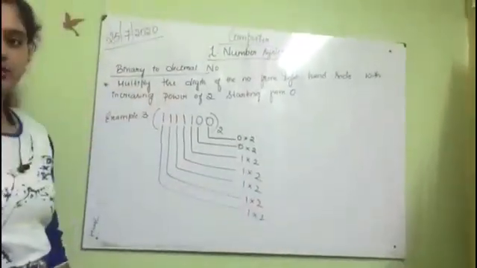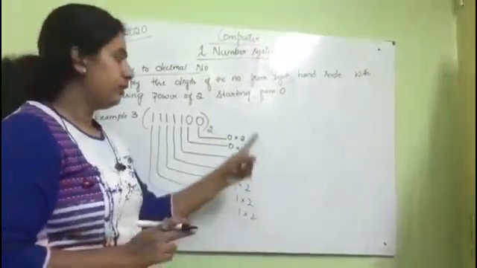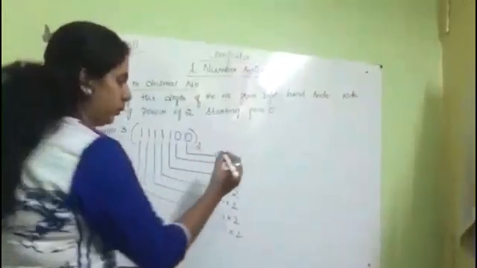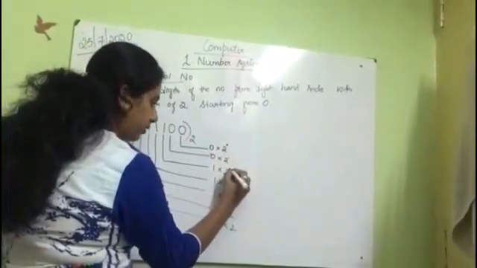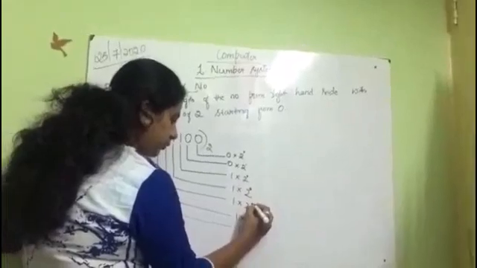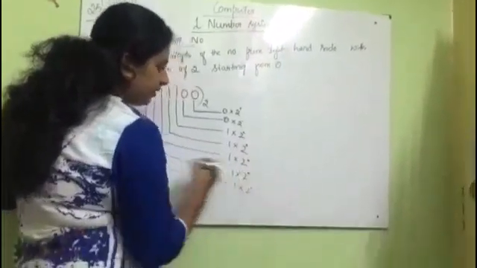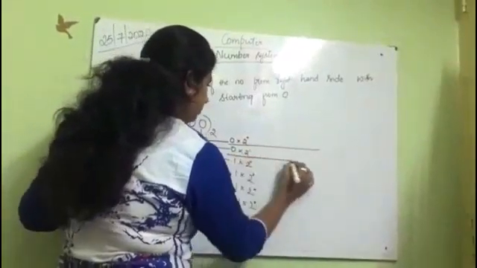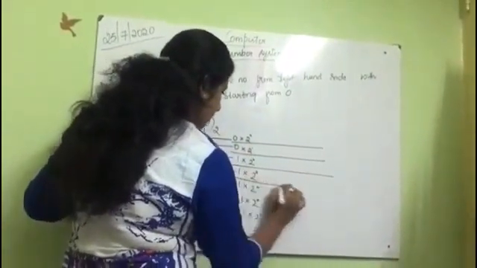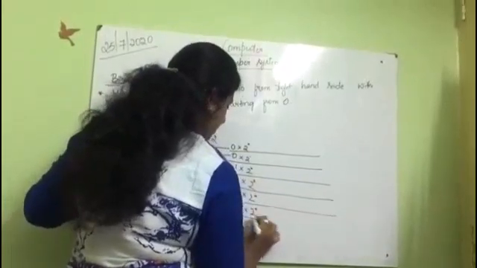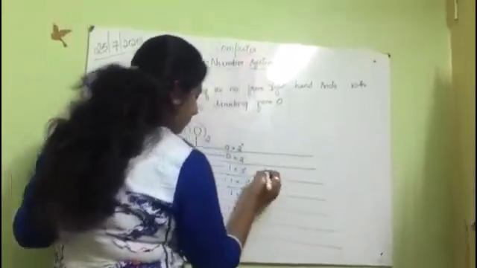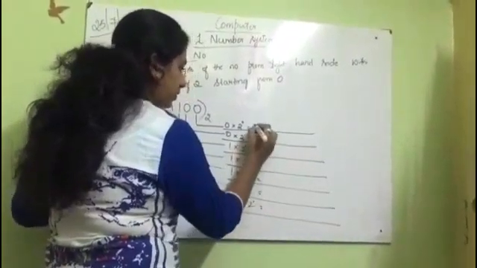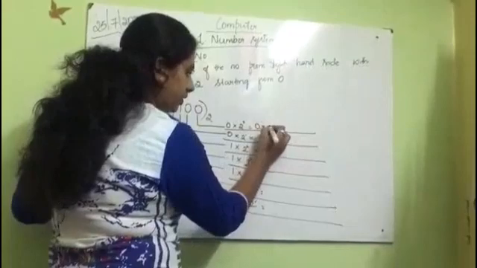Yes. After multiplying with the number 2, what is the next step? We have to increase the power of this 2 starting from 0. Here 0, 1, 2, 3, 4, 5, 6. Got it? Now, is equal to, yes, 0 into 2 to the power of 0 is 1.